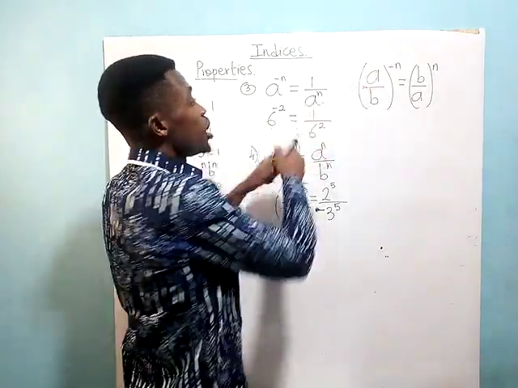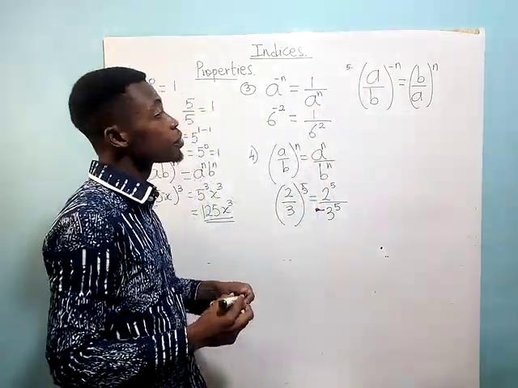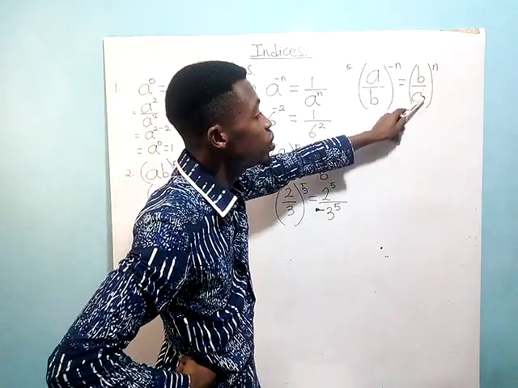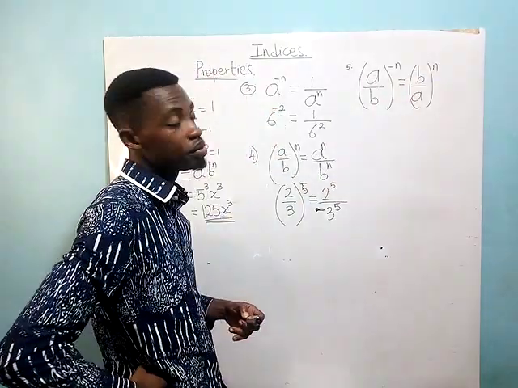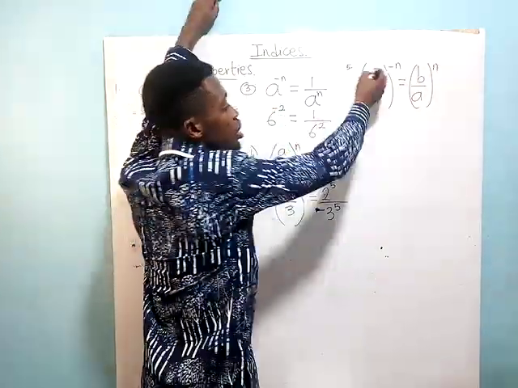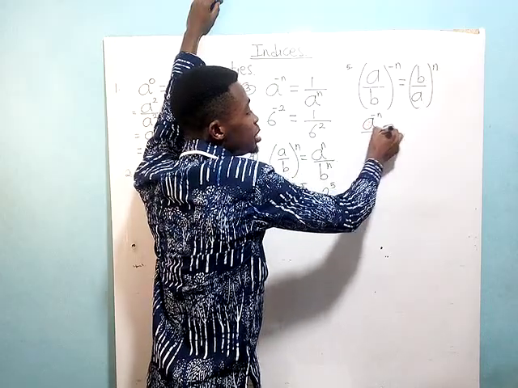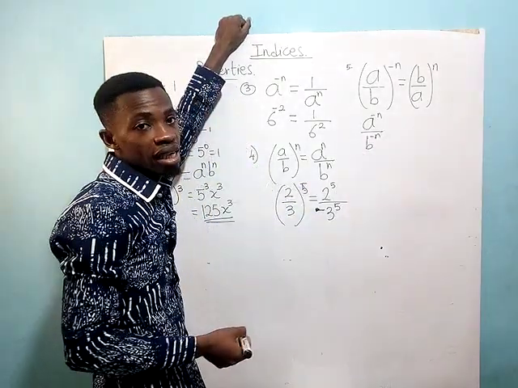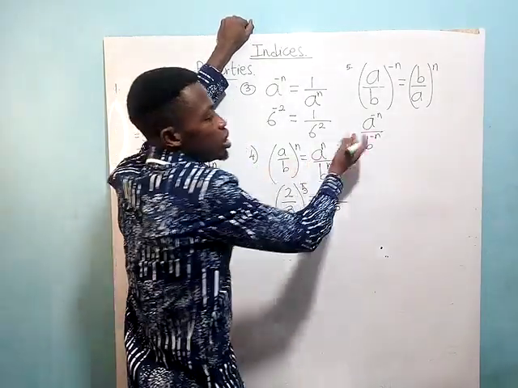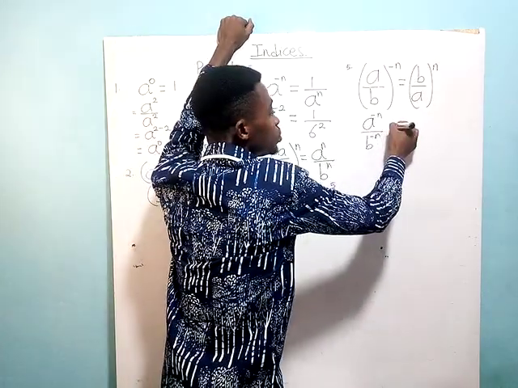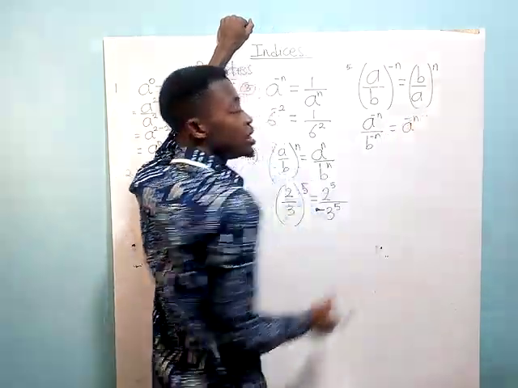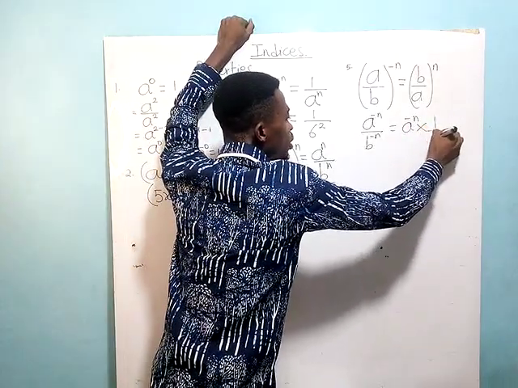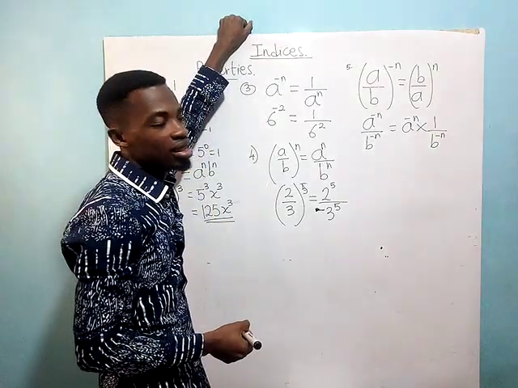Okay, so our fifth property, a over b all to the power negative n, is written as b on a all to the power n. Now let's prove this. Here we are going to have a to the power negative n over b to the power negative n. Okay, this can be written as a to the power negative n multiplying 1 over b to the power negative n.